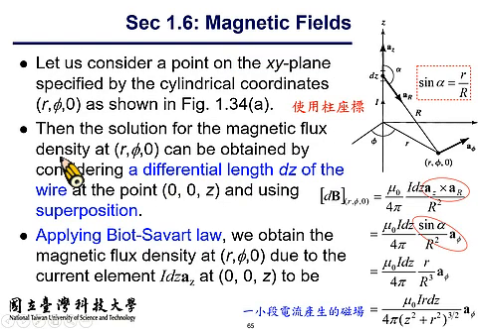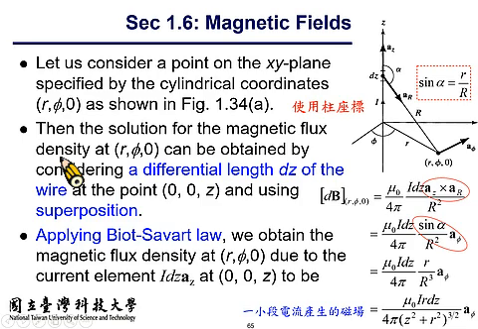So, as I mentioned in the previous slide, it's more convenient to use the cylindrical coordinate system for a line source. And of course, we need to adopt the Biot-Savart law. According to the Biot-Savart law, here is our constant. Without any further specification, we assume the environment is a vacuum, so the constant is mu sub 0 divided by 4 pi.